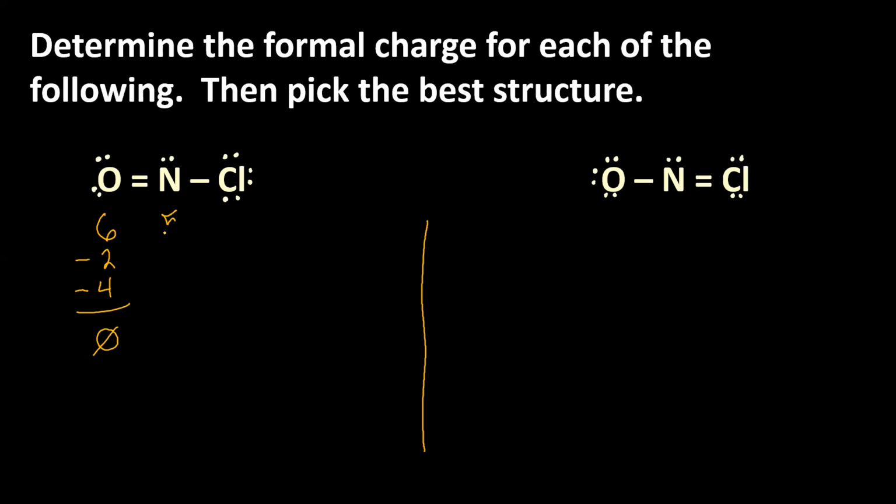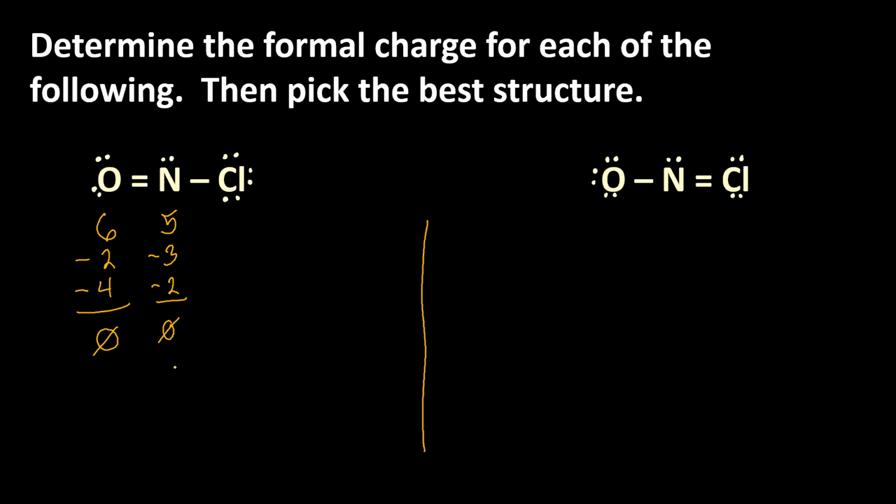Nitrogen has a valence of 5. How many bonds? 3. How many lone pairs? Or, wow, I said that wrong. Don't say it that way. Sorry. How many electrons? 2. 2 electrons are touching it. So that's 0.